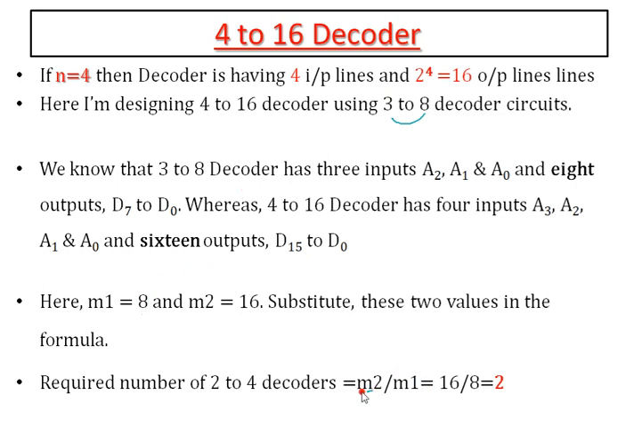M2 is the higher order output number, so higher order means 4 to 16. 16 is the M2 value. M1 is lower order, and lower order M1 is nothing but 8. So 16 by 8 means 2. We require 2 3-to-8 decoder circuits to design one 4-to-16. So to design a 4-to-16 decoder circuit, we require two 3-to-8 decoder circuits. So this is the formula.